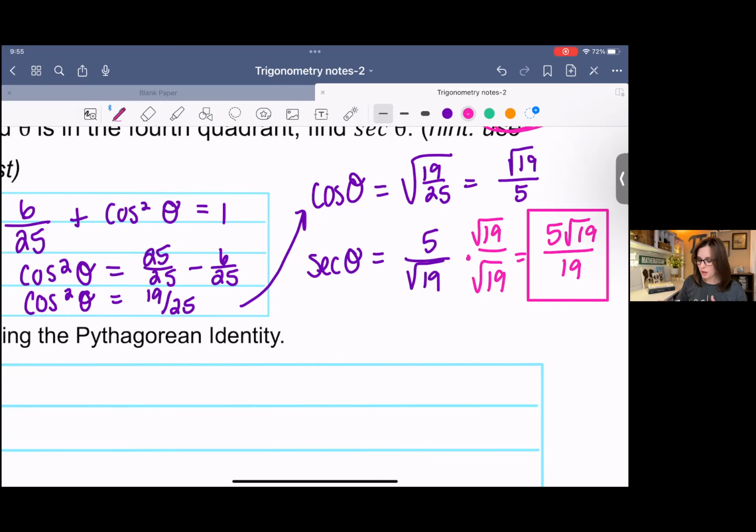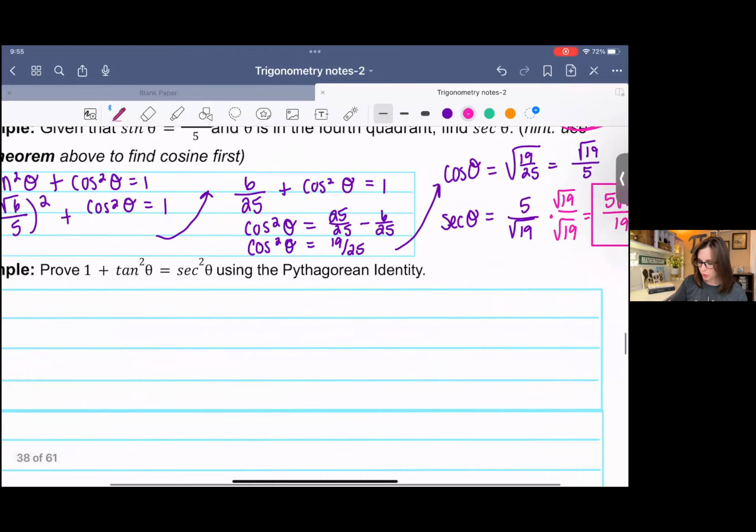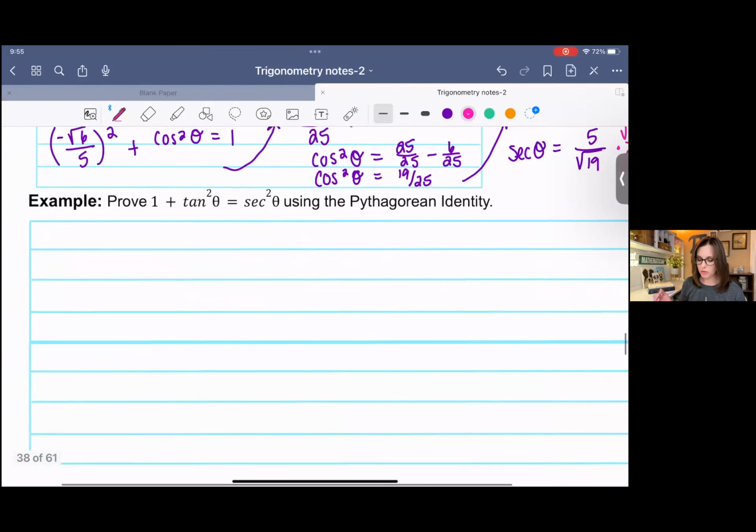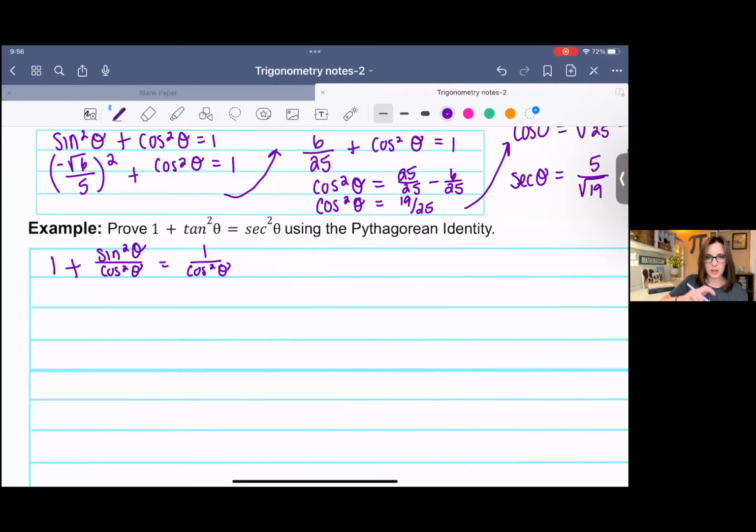That's all at once. Okay, next one. We're going to prove 1 plus tangent squared theta equals secant squared theta using the Pythagorean identity. So I want you to first try this on your own. Pause it, try it on your own, and then come back and check and see if you can get it. This one's going to be a little bit more involved than our first example, but I think with the identities above, you can do it. So pause it, try it, come back and check. There are really several ways you can approach this problem.